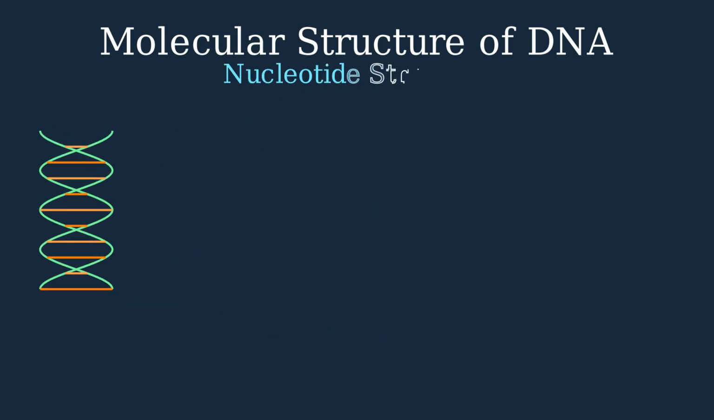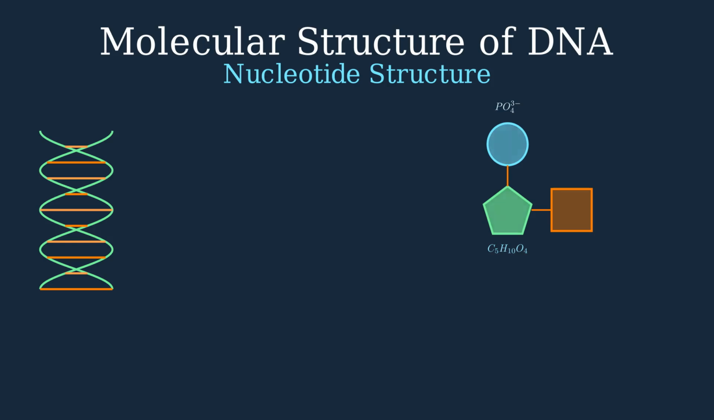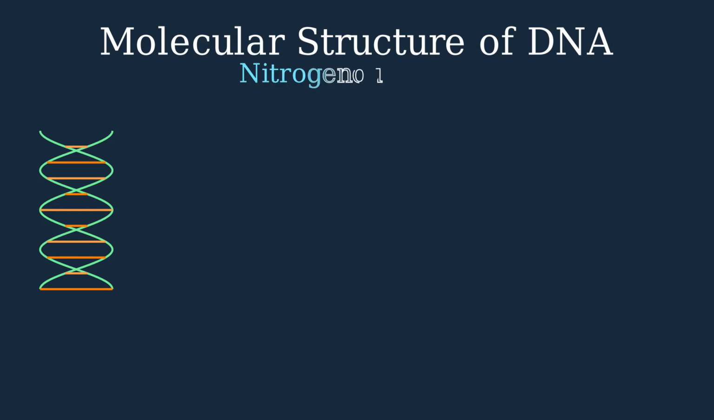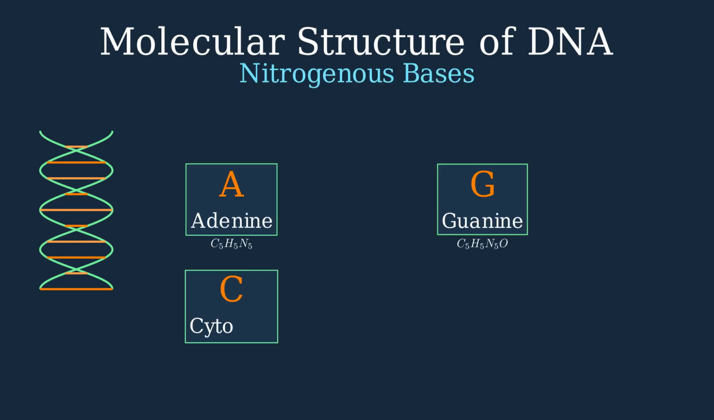Each strand is composed of repeating units called nucleotides. Each nucleotide consists of three main components: a 5-carbon sugar called deoxyribose, a phosphate group, and a nitrogenous base. The nitrogenous base can be one of four types: adenine, guanine, cytosine, or thymine, abbreviated as A, G, C, or T.